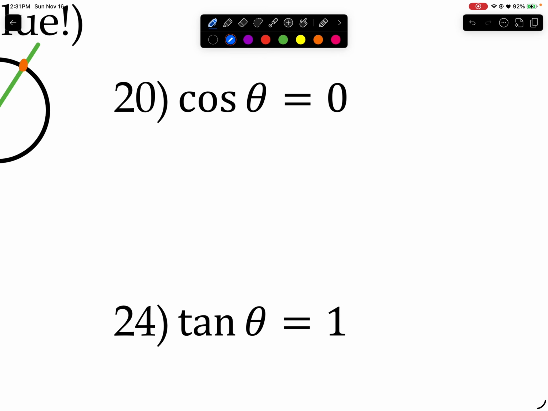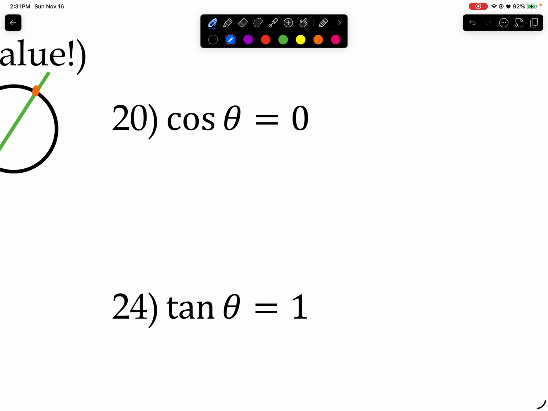Okay, so I'm going to kind of speed run these. So cosine, where it's equal to 0. So where is the x value equal to 0? Well, that's going to happen when you go straight up and down. So that's at pi over 2 and 3 pi over 2.